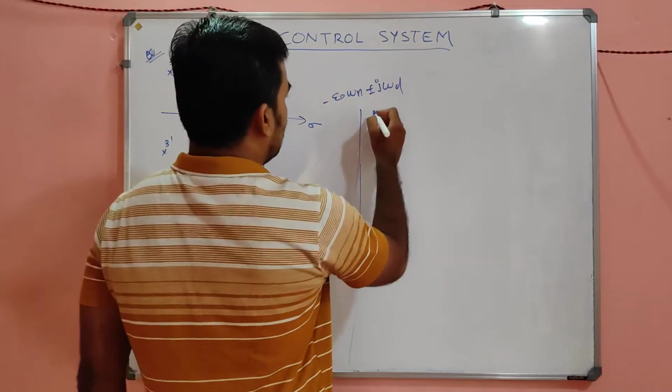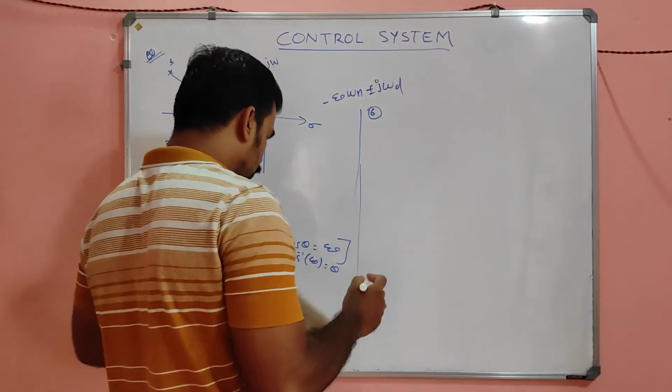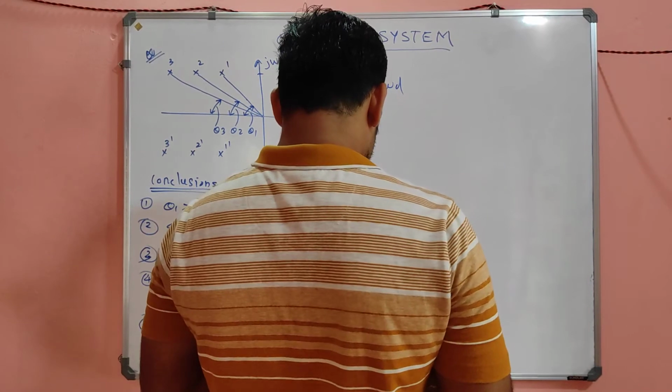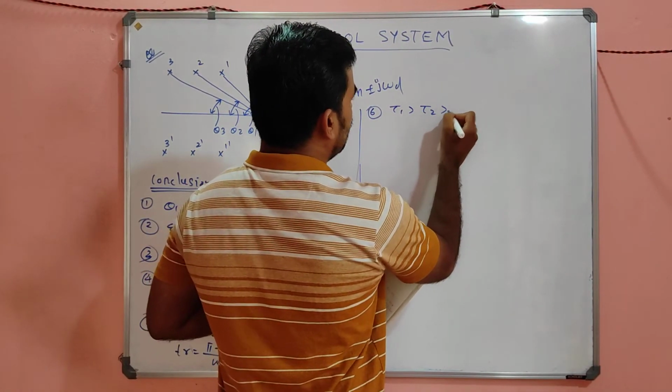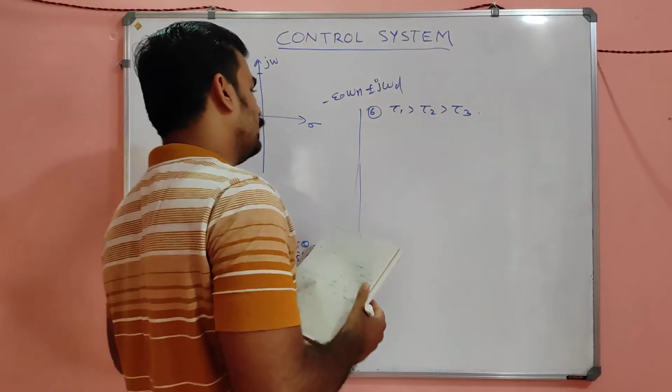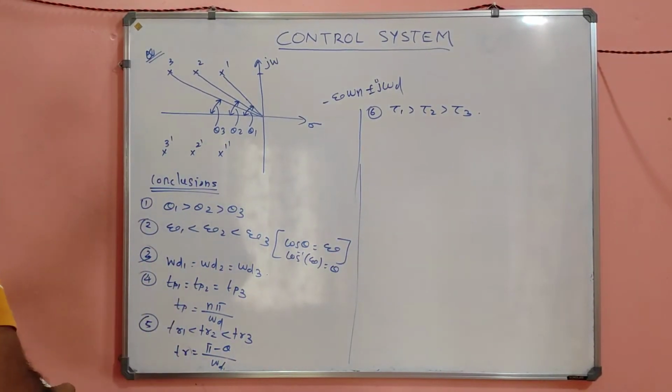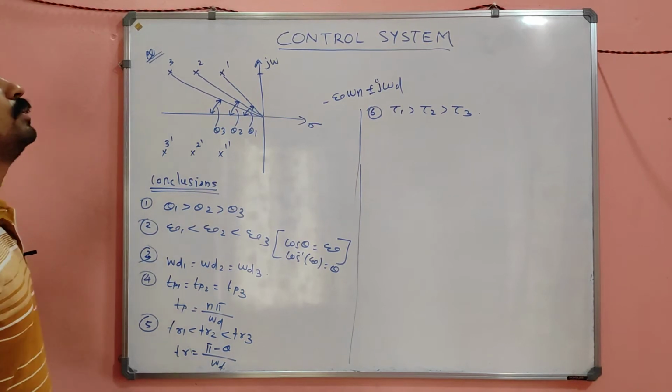That's all. And the sixth conclusion, my dear, tau 1 greater than tau 2 greater than tau 3. How does that happen? Tau 1 greater than tau 2 greater than tau 3.